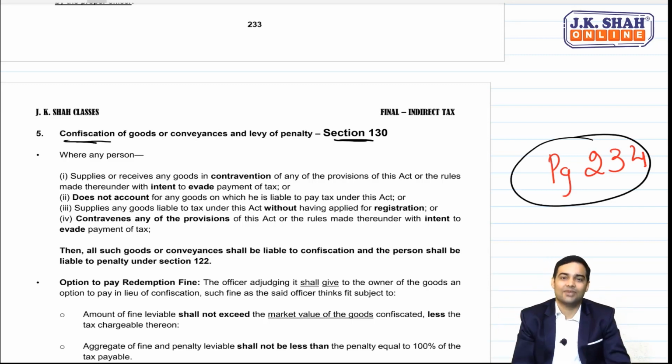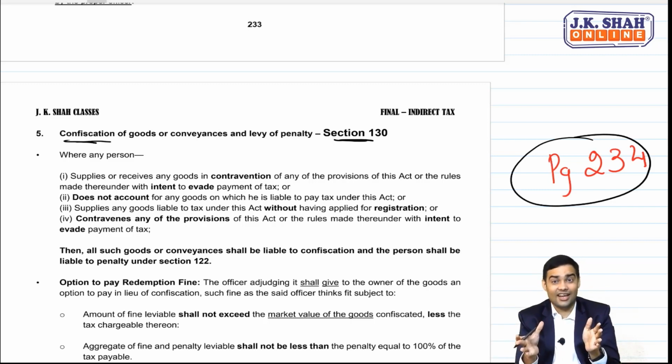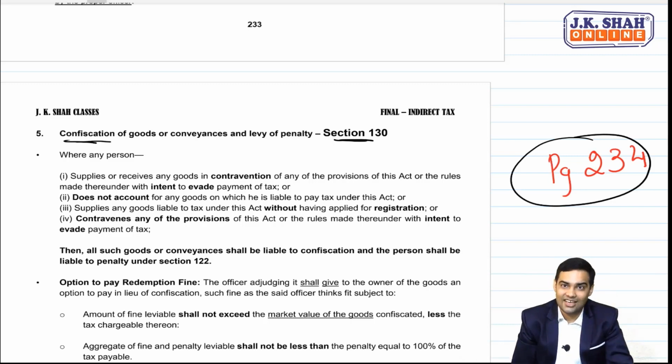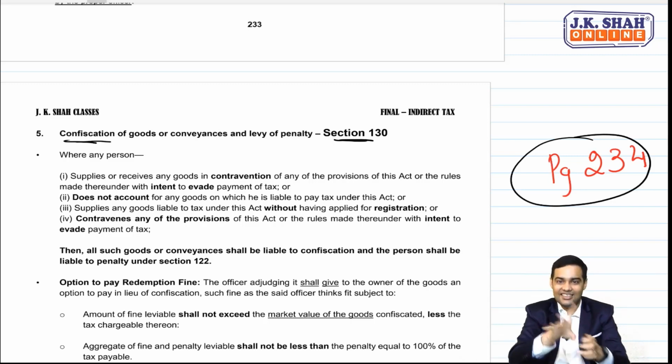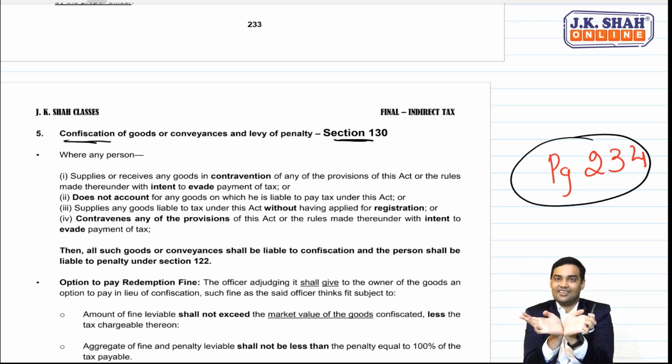Both are separate proceedings. So sir, on one consignment both things can happen. The answer is yes, there can be a 129 proceeding as well as a 130 proceeding. Both will be considered as valid. 129 is penalty, 130 is confiscation. Let me tell you, 130 is wider.